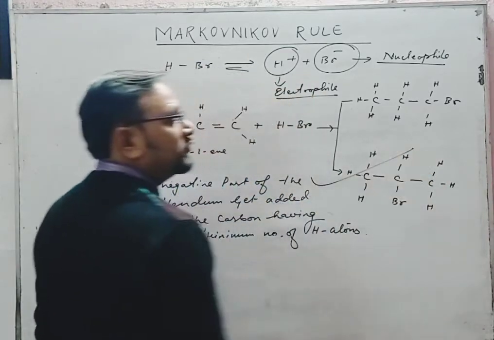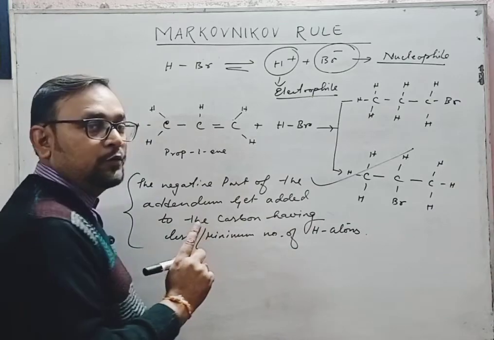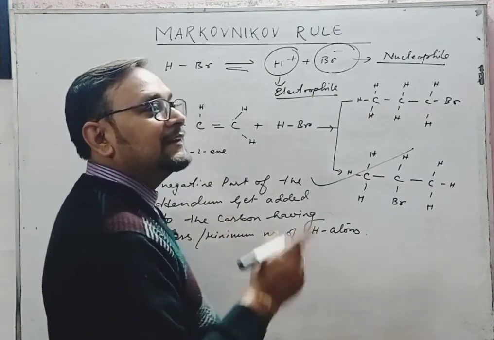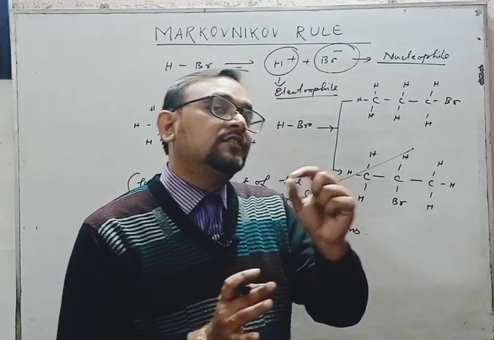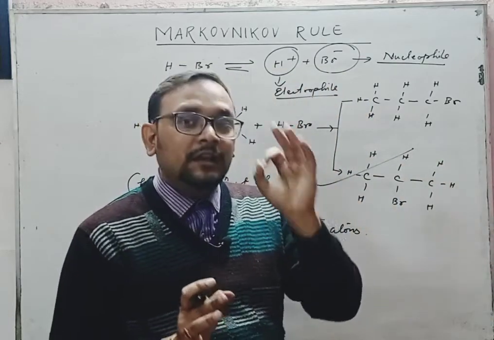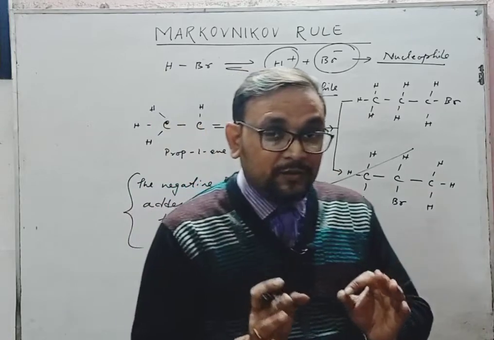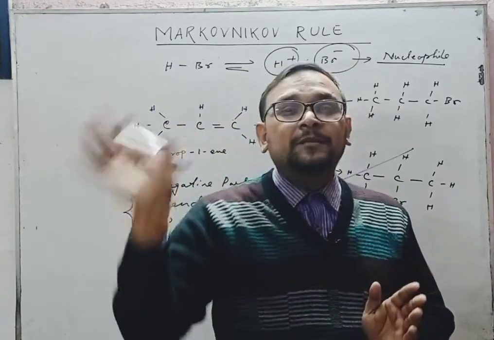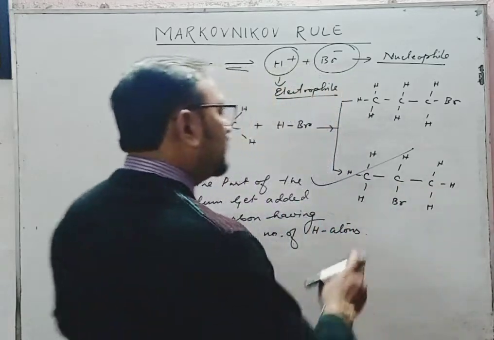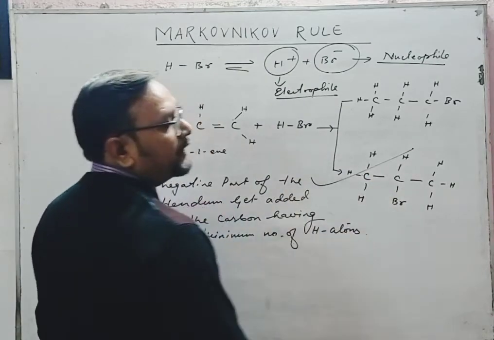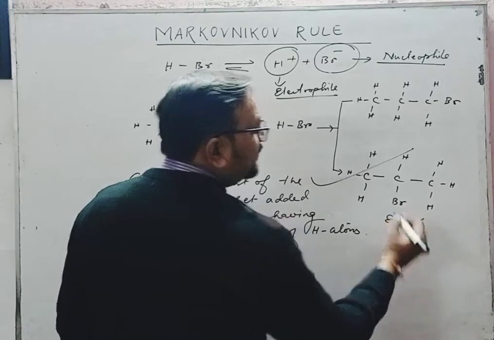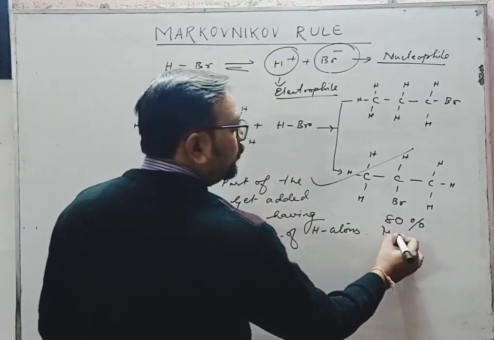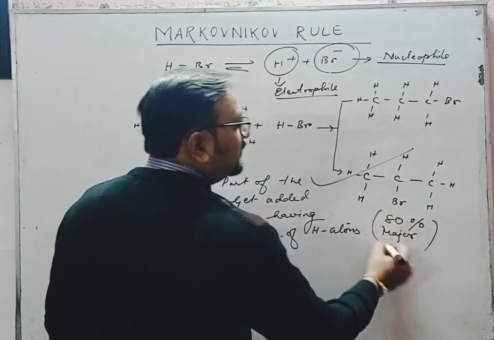This is more stable. So according to Markovnikov's rule, we will always add the negative part of the addendum to the carbon which is having the minimum number of hydrogen, or you can say which is maximum substituted. So here you can see that this product is more stable. That is why in this reaction you will get 80% or the major product as this compound.